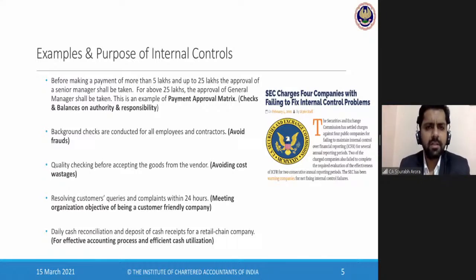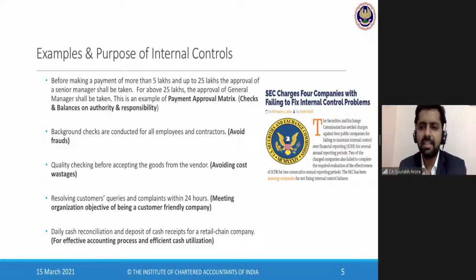Are these internal controls actually important or are they statutorily required? Of course they are. And we'll discuss the applicability of internal audits in the later part of this chapter. But as an example, you can see that the SEC, which is the corresponding body of SEBI in the US, the Securities and Exchange Commission, charges 4 companies with failing to fix internal control problems. And this is just a 2019 case.